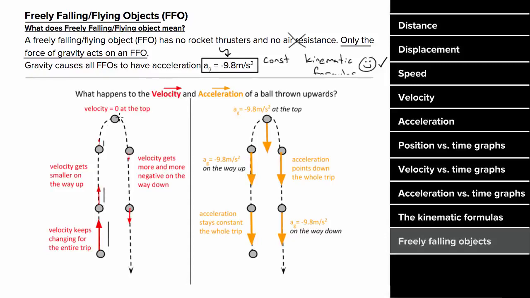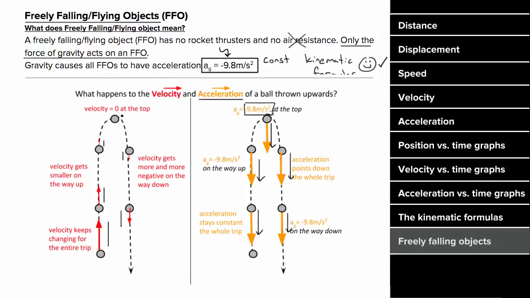the way up until the velocity is 0 at the top, after which the velocity gets more and more negative on the way down. However, the acceleration remains a constant negative 9.8 the entire trip. On the way up, on the way down, and even at the top of the motion, the acceleration in the vertical direction is still negative 9.8 meters per second squared.